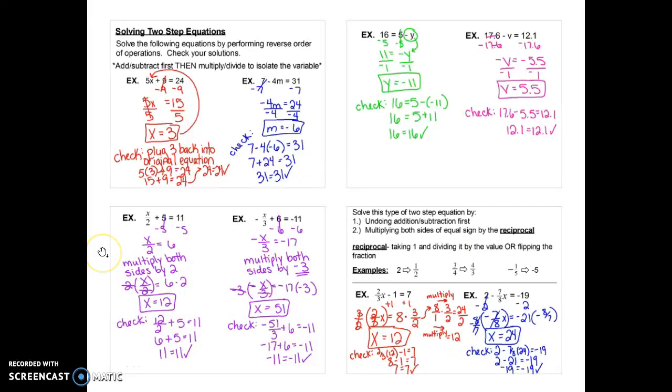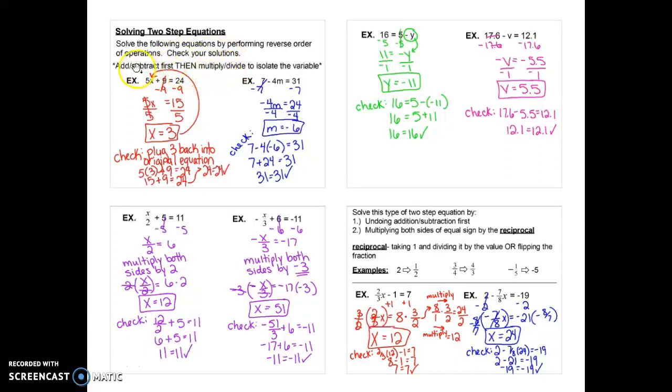Okay, these notes are solving two-step equations. They are called that for a reason. It should take you 2 steps in the solving process. We want to solve the following equations by performing reverse order of operations. You always need to be checking your solutions with these problems.